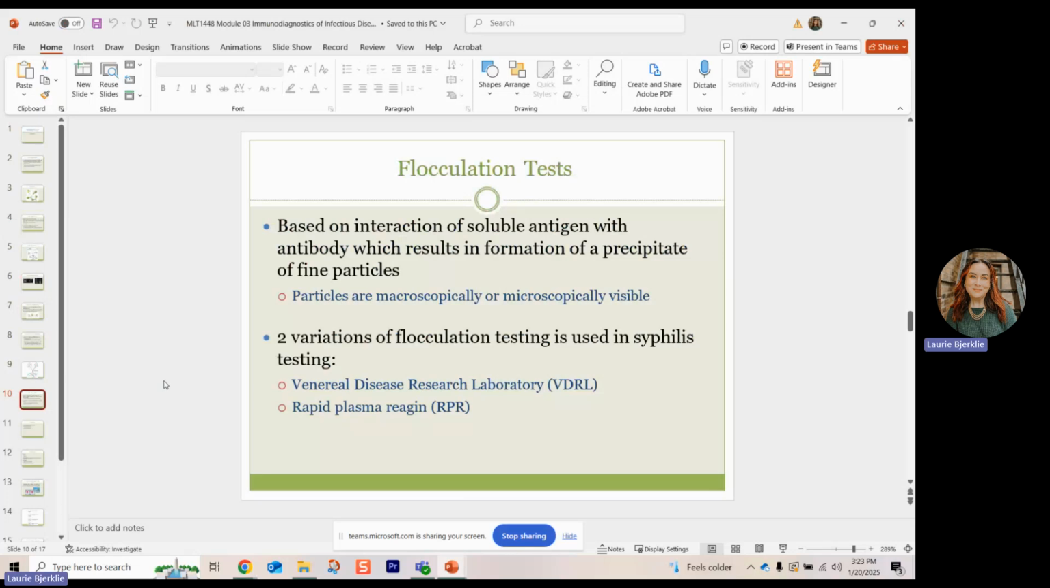Okay, flocculation tests are dealing with precipitation. So that's a soluble component. Instead of calling it agglutination, it's precipitation. So this is a flocculation test.